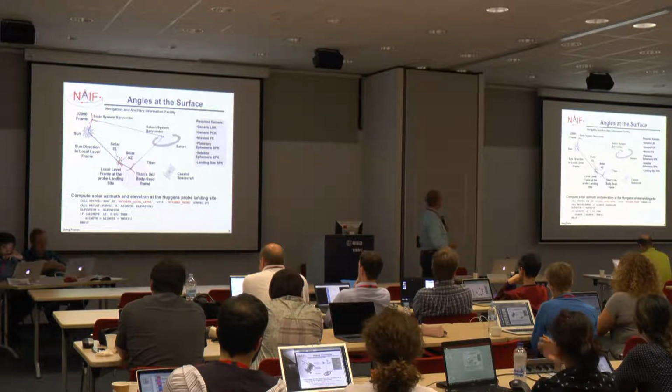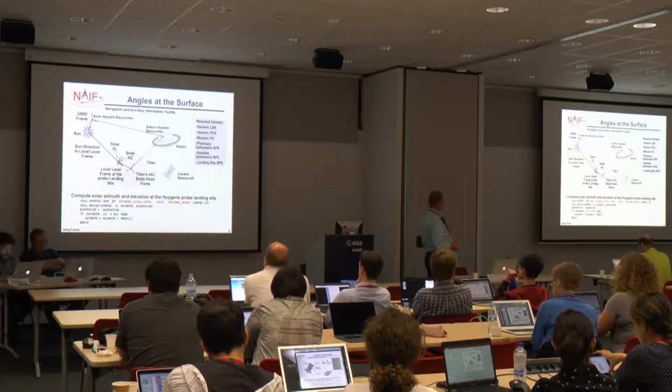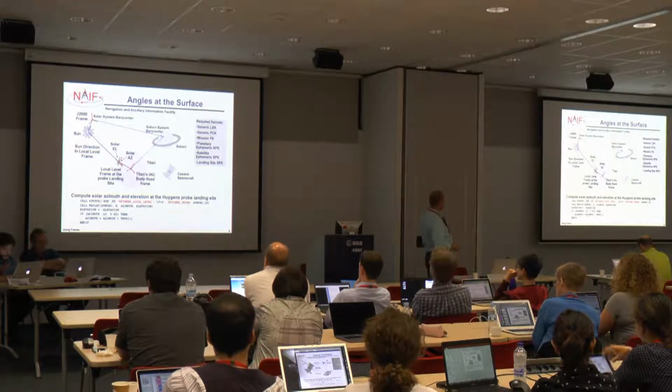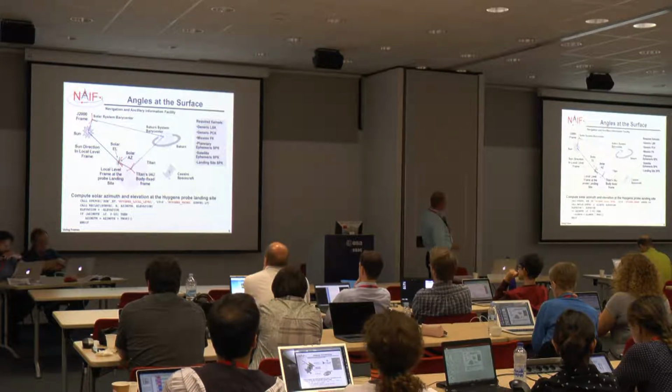So, an even more complicated situation. In this case, we want to find the elevation of the sun as seen from the landing site. You can do it with a similar call to SPK pos. You ask for the position of the sun as seen from the probe, in the probe local level frame. Local level frame in this case is defined with the z-axis pointing down and the x-axis pointing towards the pole.